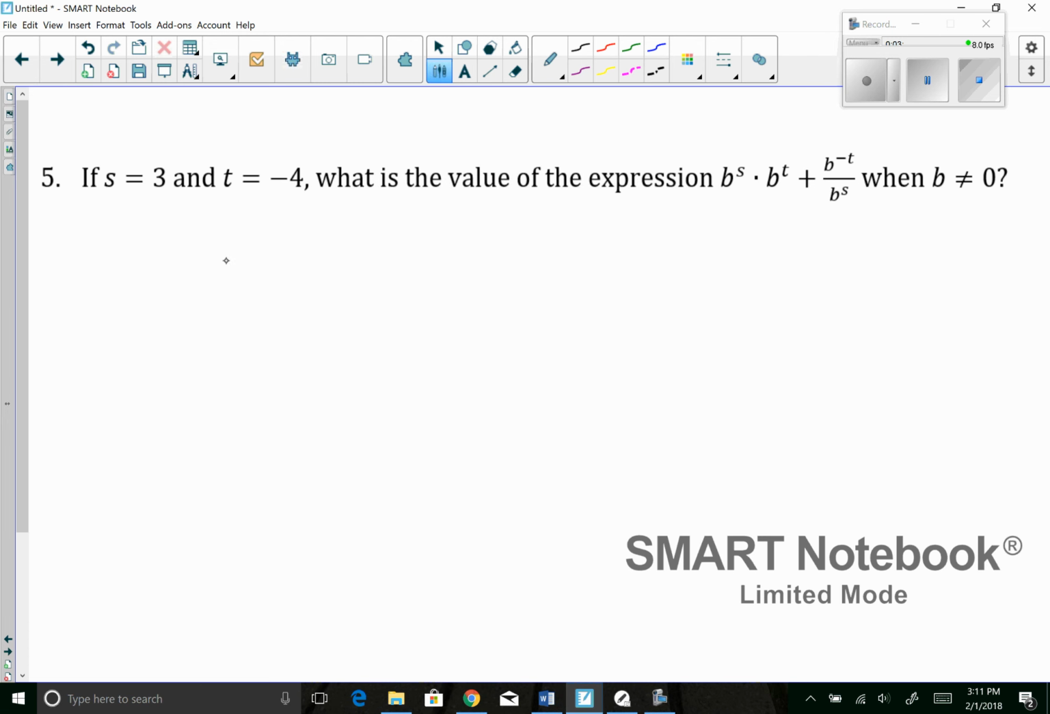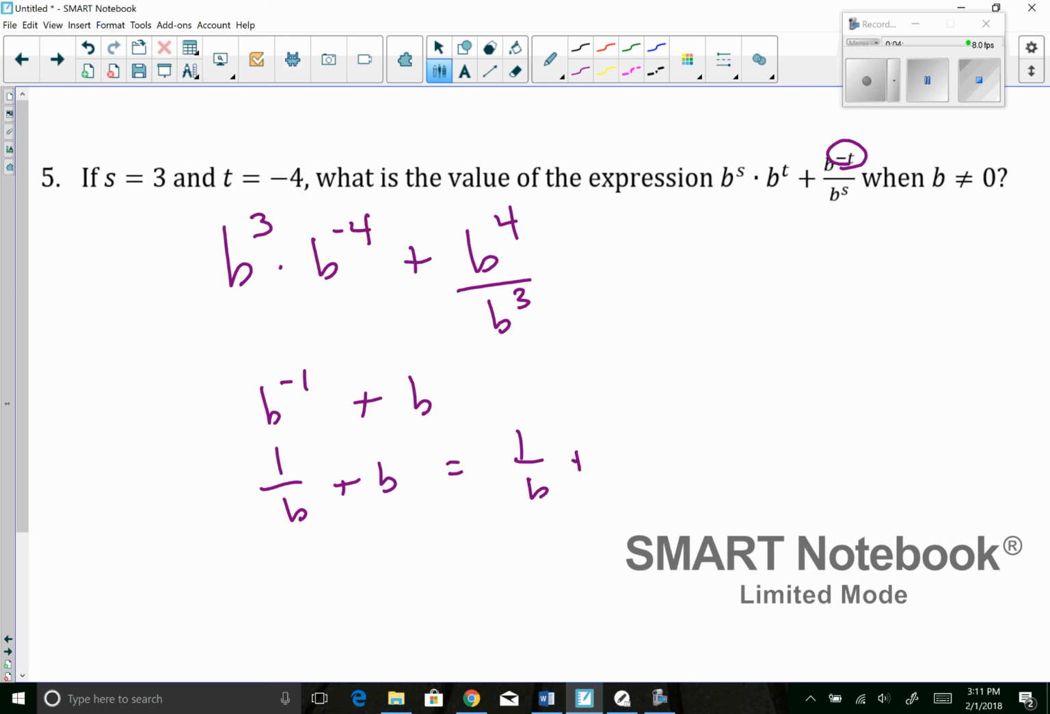Next one, similar to what we did in class, b to the 3rd power times b to the negative 4th power plus b to the double negative. You notice how that is a negative times a negative, so it's b to the 4th divided by b to the 3rd. Well, when I multiply and add exponents, this becomes b to the negative 1, divide, subtract, so I have b to the 1st power. B to the negative 1 is 1 over b plus b. Make a common denominator, 1 over b plus b squared over b, and we get 1 plus b squared over b.